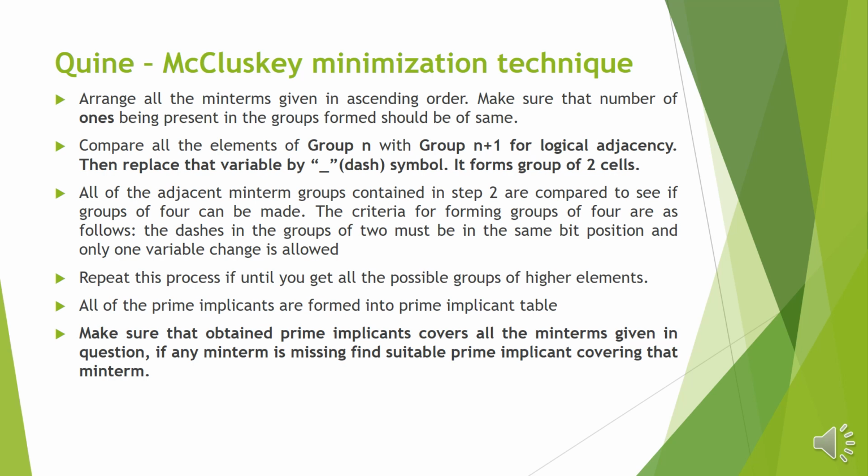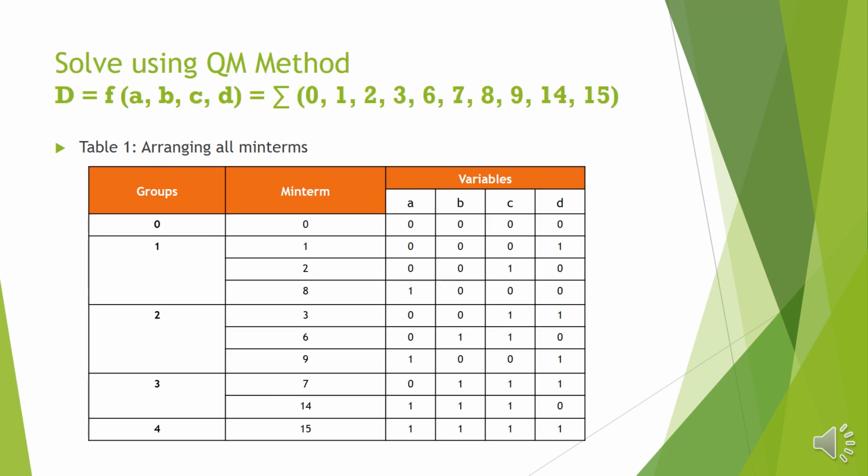Let us take an example and solve. Solve using the QM method. The given expression is a function of A, B, C, D, that is summation of 0, 1, 2, 3, 6, 7, 8, 9, 14, 15. So the very first procedure is arranging all the minterms in ascending order. I'm taking 0, so 0 here. Write the binary equivalent of it. It does not consist of any ones in its binary representation, so it forms a separate group.